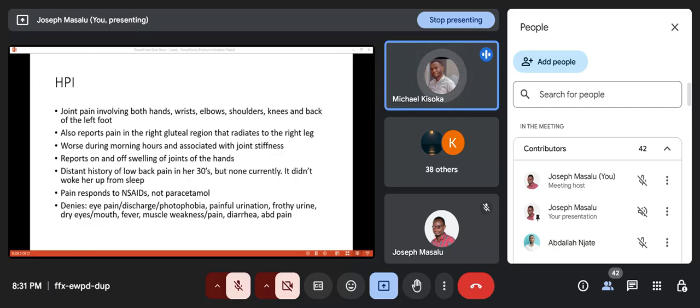Even in rheumatoid arthritis, some patients present with ocular manifestations, and they have scleritis and other manifestations. They can also have uveitis, but it is more specific for anterior uveitis in patients with ankylosing spondylitis. The patient also has no painful urination, frothy urine, or dry eyes or mouth. Dry eyes or mouth would help rule out some other autoimmune conditions that might present with joint pain.